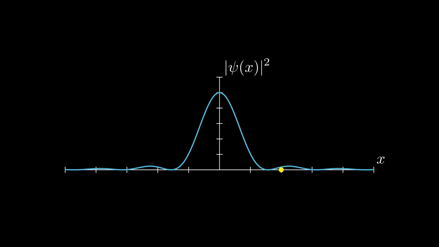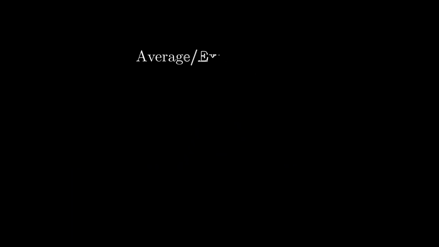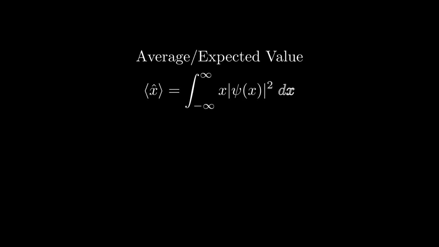But suppose we want to figure out what the average value measured is. For instance, what if we want to find the average position of the particle? This is also referred to as the expected value of the position, and we denote it as follows. Observe that this is identical to the definition of expected value in probability theory, as the absolute value of psi of x squared corresponds to the probability density of finding the particle at position x.